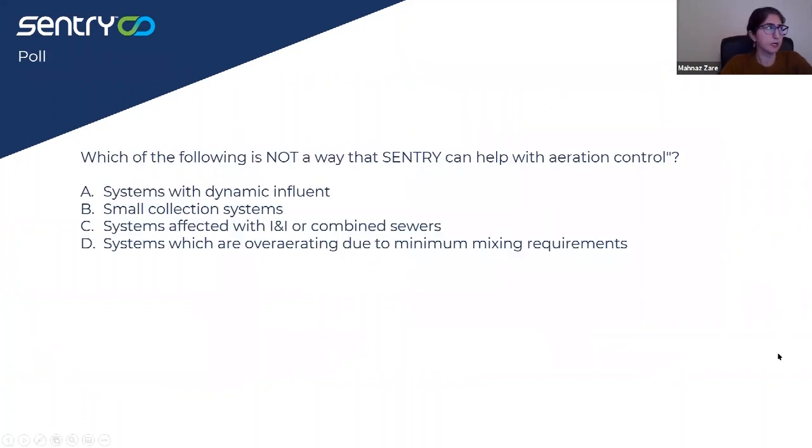So the question was: which of the following is not a way that SENTRY can help with aeration control? The correct answer is option D. If the system is over aerating due to minimum mixing requirements, SENTRY cannot be used for aeration control.